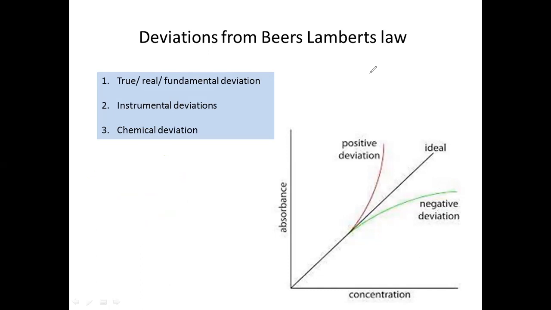The deviations are generally classified into three types. First is true, real, or fundamental deviation. These are the causes of deviation. The second one is instrumental deviation, and the third is chemical deviation. Now we will see these deviations one by one.